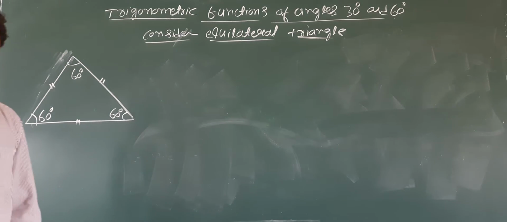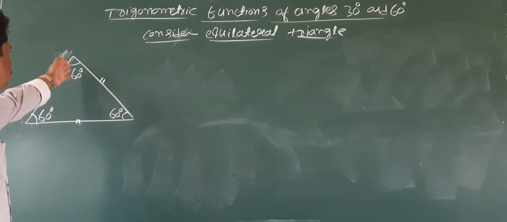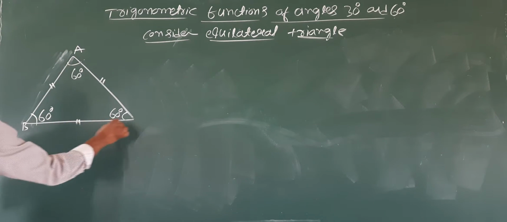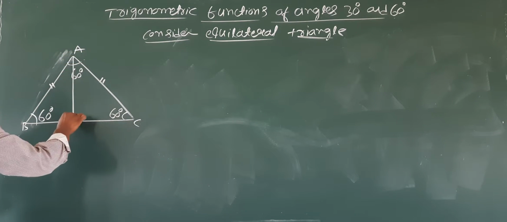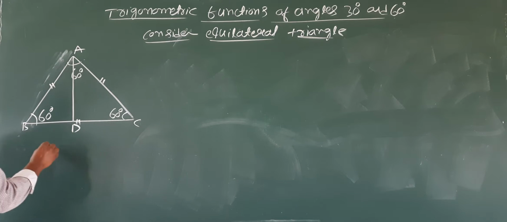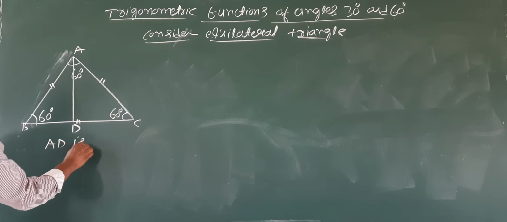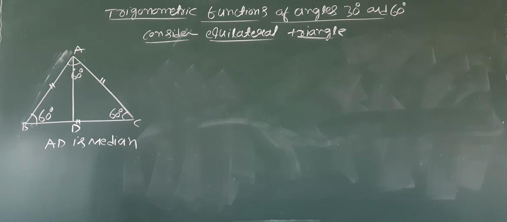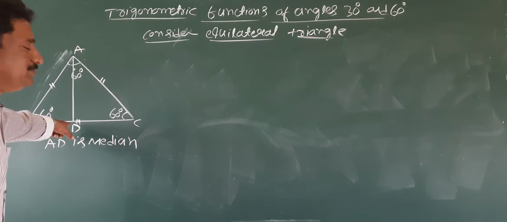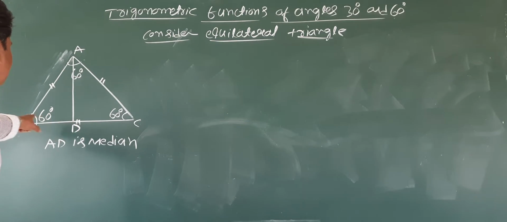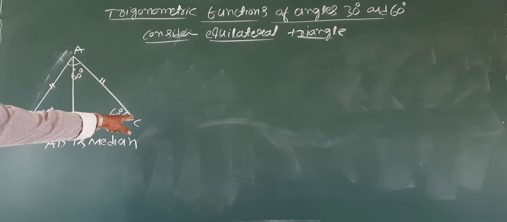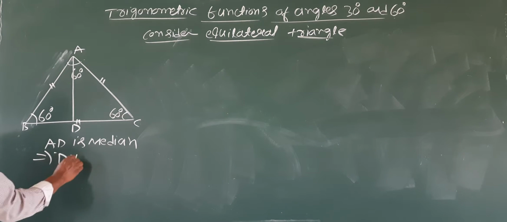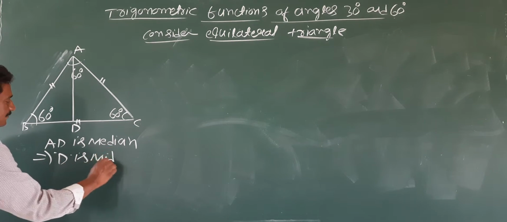So now, you draw a median through this triangle ABC. You draw a median AD. So AD is the median. Since it is equilateral triangle, D becomes the midpoint. D is the midpoint of BC.